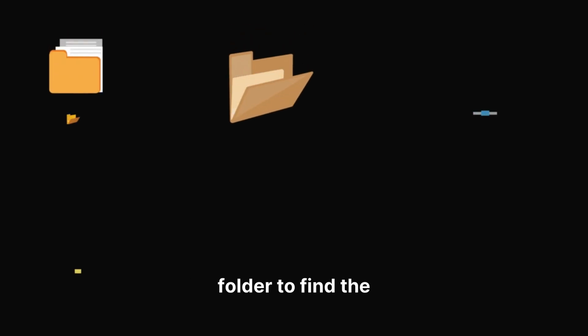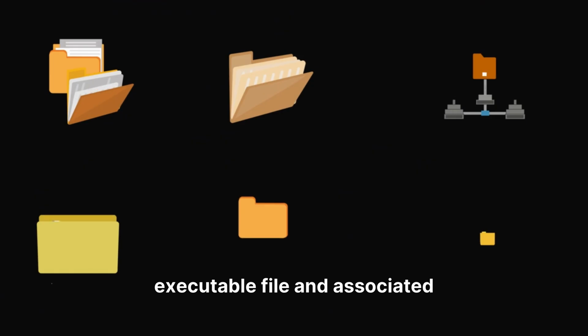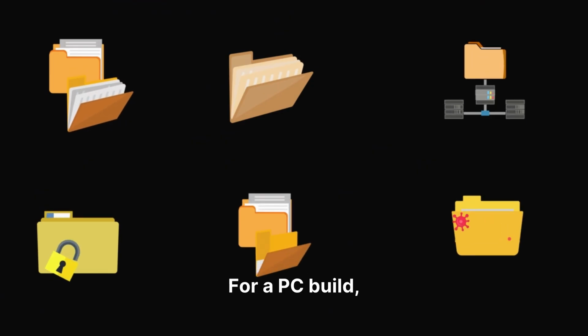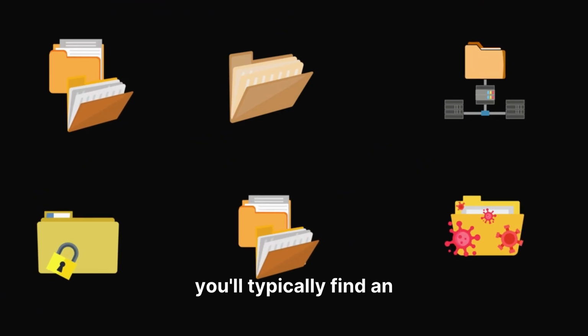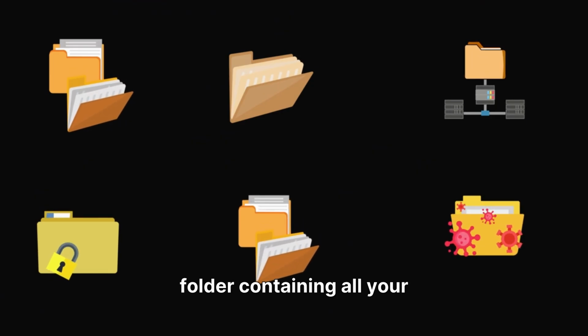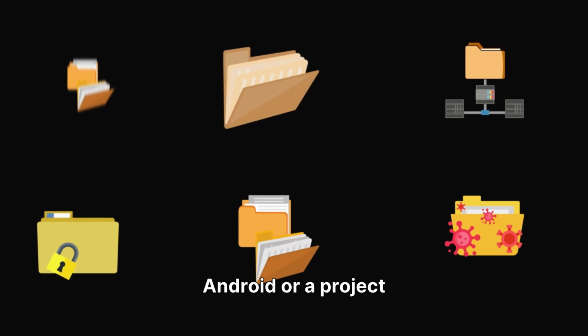After the build completes, navigate to your chosen folder to find the executable file and associated data. For a PC build, you'll typically find an executable and a data folder containing all your game's assets. For other platforms, the output might be a different file type, such as an .apk for Android or a project folder for iOS. This is your final, playable application.